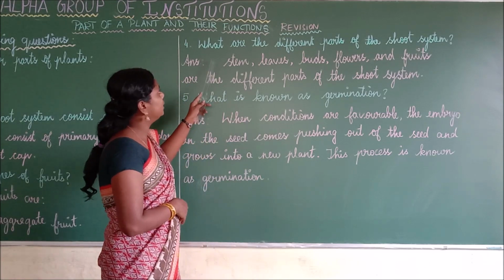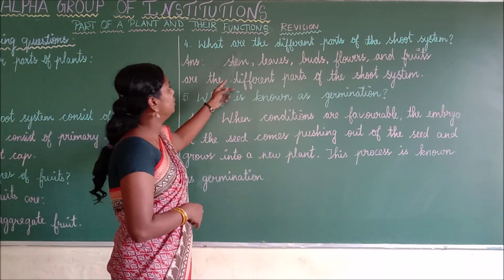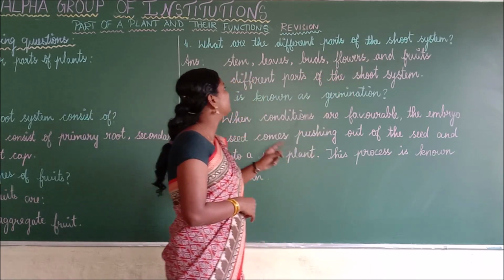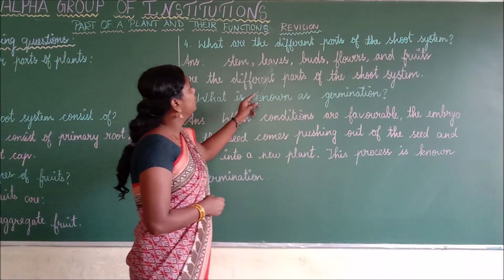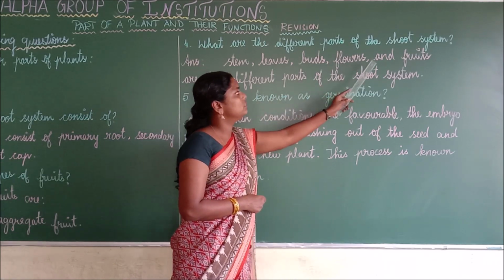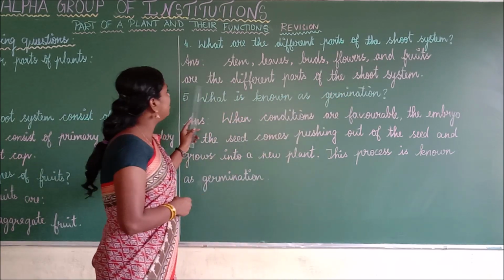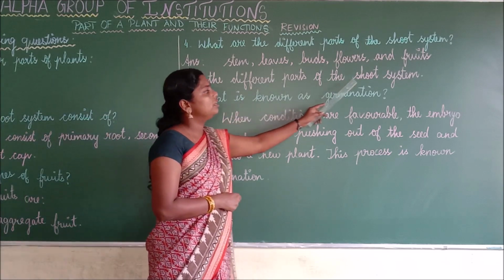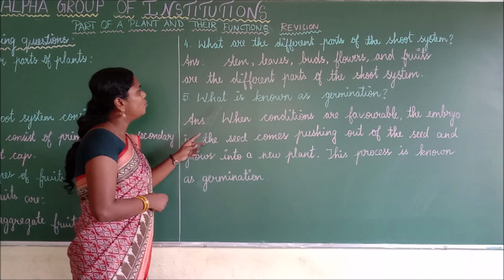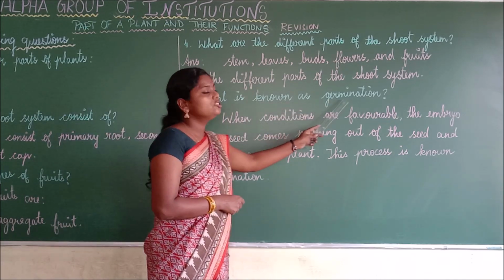Shall we repeat it once again? What are the different parts of the shoot system? Stem, leaf, buds, flowers and fruits are the different parts of the shoot system. Is it clear, students? And the last one, what is known as germination?